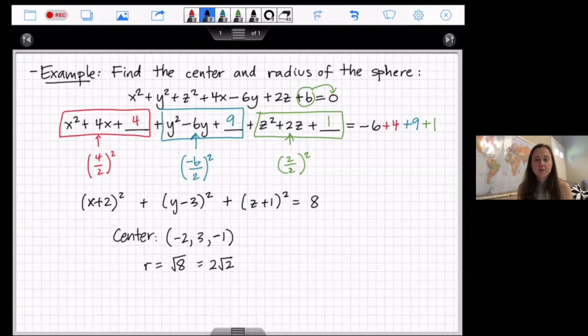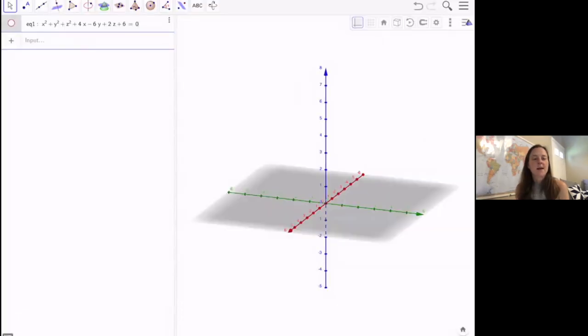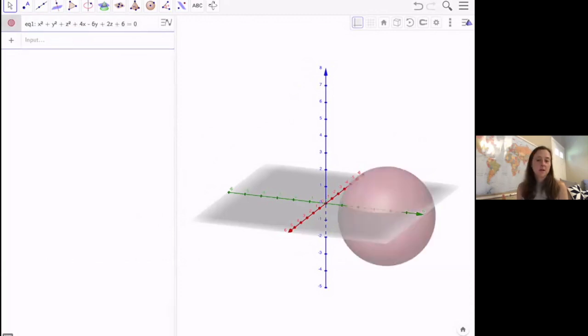So the last thing I'm going to do is hop over to GeoGebra and graph this equation and make sure that it looks like the sphere that we figured it out to be. Okay, so here I have that big equation that we completed the square on typed into GeoGebra, and when I turn it on, it looks like a sphere.